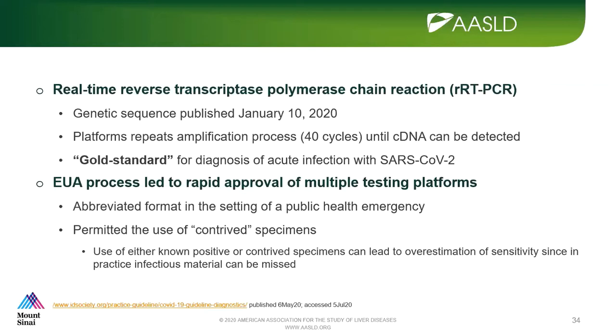The EUA process is very different from the traditional processes used by the FDA to approve tests. The EUA process leads to rapid approval in the setting of a public health emergency, but it is permitted to use contrived specimens. That means specimens that could be spiked with known positives that are not naturally occurring specimens. So in practice, you can imagine infectious material can be missed. So there is an overestimation of sensitivity, and those of us who've been through the pandemic or have had large surges have had those events where we're like, are you sure this is a negative test?